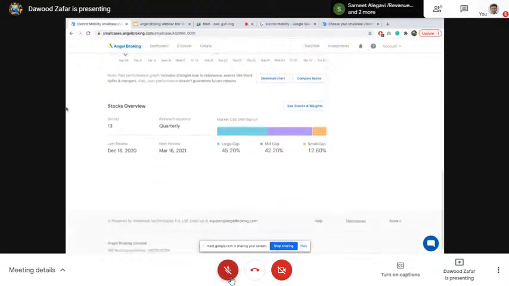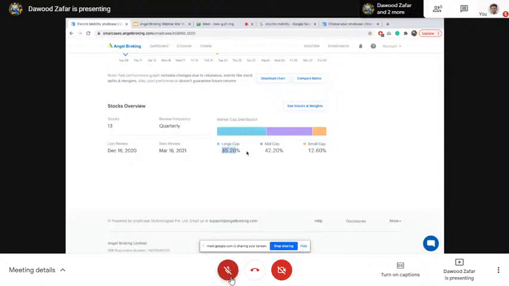If you come to this overall review, you will be able to see there are 13 stocks in this portfolio. It is quarterly reviewed, which means quarterly rebalance is there. Last review was on December 16, 2020. Next review is on March 16, 2021. Plus, if you are investing in this Smallcase, you will be able to see which market cap we are putting it in.